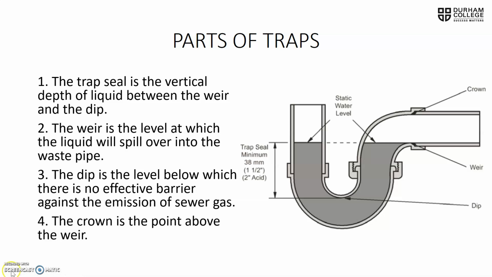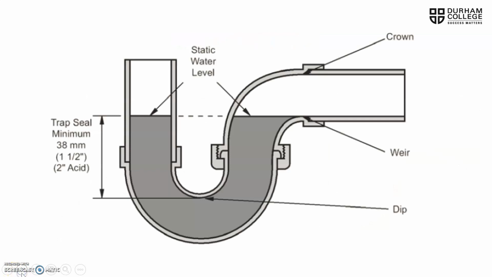So again, these are the parts that make up our trap. And once again, just to review, the most vital part of the trap is the trap seal itself. And again, by Ontario Building Code, it needs to be 1.5 inches in depth, or 2 inches for acid operations.